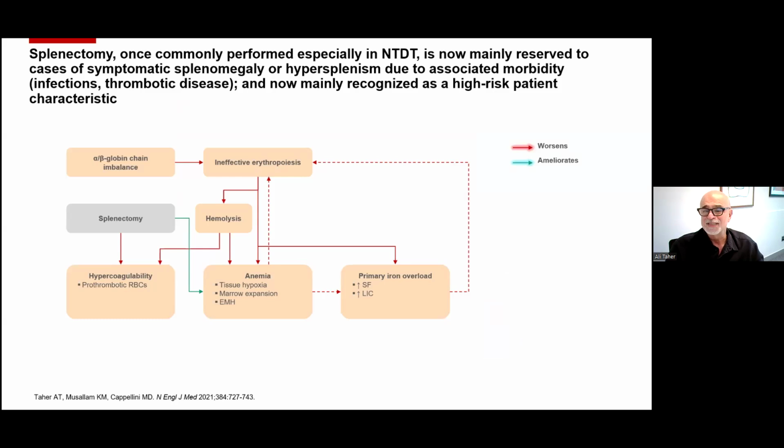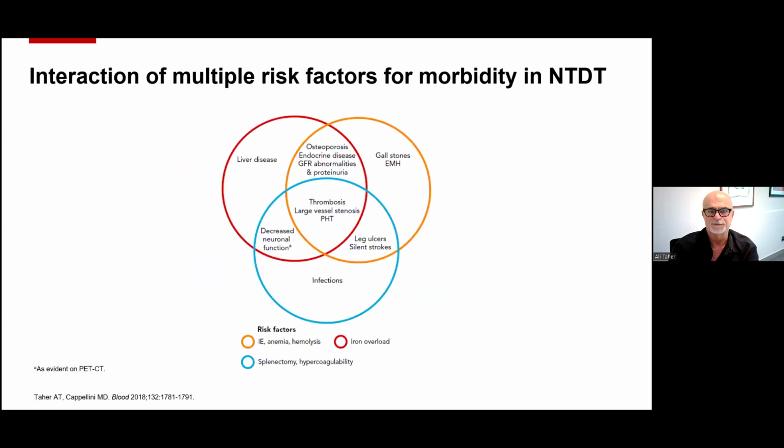Splenectomy, which was once used as a very important treatment for our patients, is now obsolete and not used anymore. Because as you know, all the complications that we see in an NTDT are associated with splenectomy. Not only thrombosis, not only infection, but each and every complication. If you look into the data, for example, 20 years ago, the majority of NTDT or thalassemia intermedia patients were splenectomized. If you look at the data now, 90% are not splenectomized.